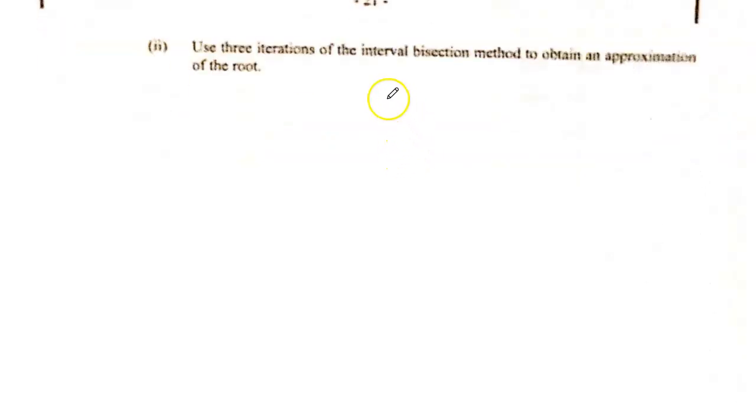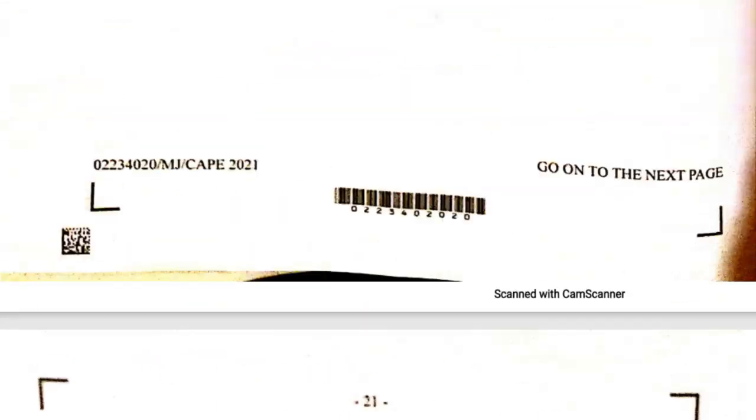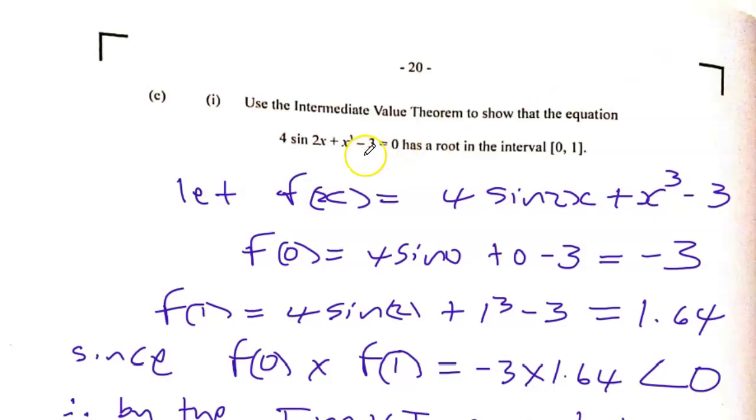Use 3 iterations of the interval bisection method and obtain an approximation for the root. So let me just remind ourselves what the equation was again. f of x was equal to 4 sine 2x plus x cubed. What was it? Let's remind ourselves. So 4 sine 2x plus x cubed minus 3.